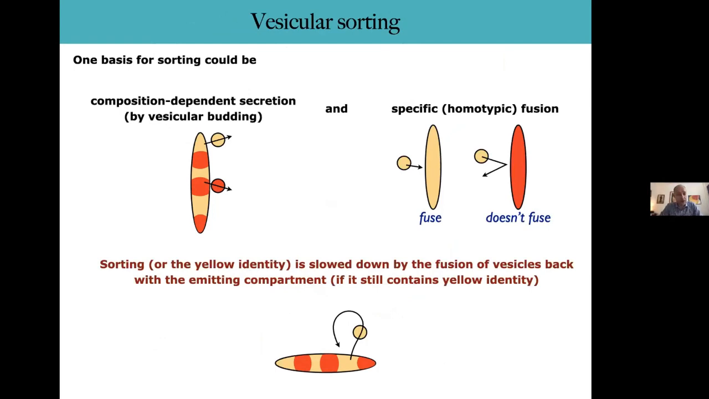So how would sorting work? Well, one way that sorting could work is if you have a mixed system and you specifically export yellow and red components by vesicles. So let's say that you bud vesicles that only have yellow, you bud vesicles that only have red. And then to this, you add the fact that, let's say you want homotypic fusion. So you want the yellow vesicle to fuse with yellow compartment, but not to fuse with red compartment. So if you have these two ingredients, you can expect that eventually this system of a mixed vesicle or mixed compartment will separate into two independent systems with only yellow and only red.